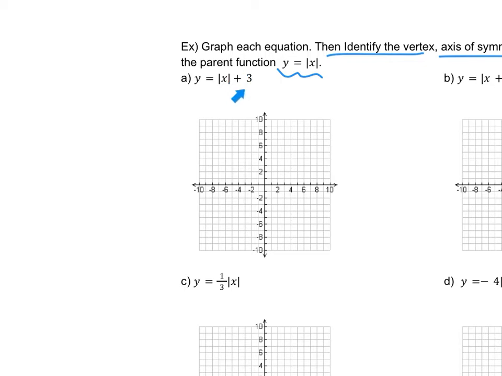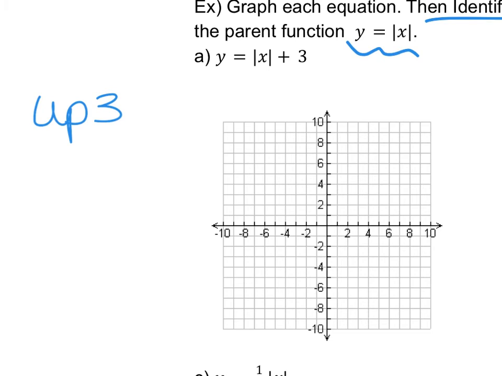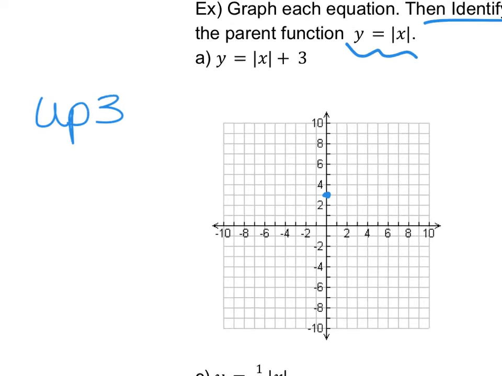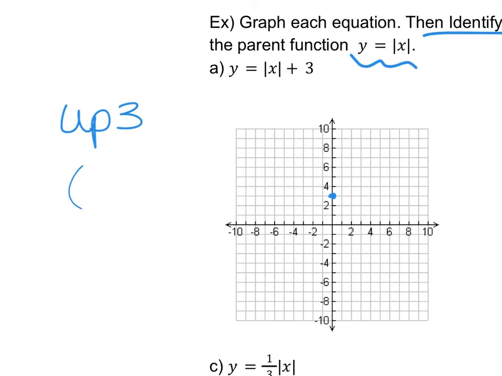What is happening on this one where it has a +3 on the outside? Well, if you look back up at your chart, that means it's going up 3. Is anything else happening? I don't believe so. It's only the +3. There's no negatives, nothing else being added or subtracted. So that's it. So usually the graphs always start at 0, 0. But now it's being shifted up 3. So that right there is going to be our vertex. And in the directions, they want us to tell what the vertex is, so that would be 0, 3.